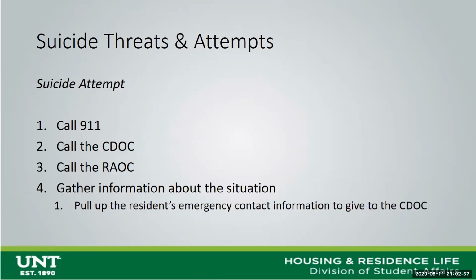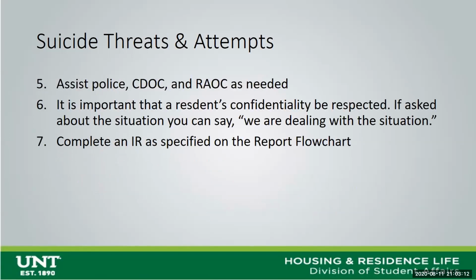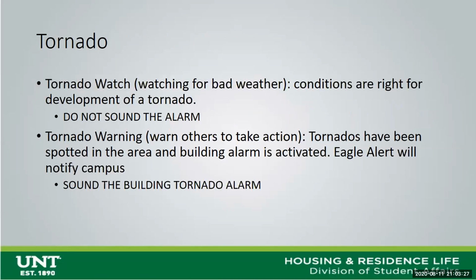If there is a suicide attempt, call 911 immediately. Call the CDOC, call the RAOC, and gather information about the situation. Pull up the resident's emergency contact information located on the rosters to give to the CDOC. Assist police, CDOC, and RAOC as needed. It is important that a resident's confidentiality be respected. If asked about the situation, you can say, "We are dealing with the situation." Complete an IR as specified on the report flowchart.